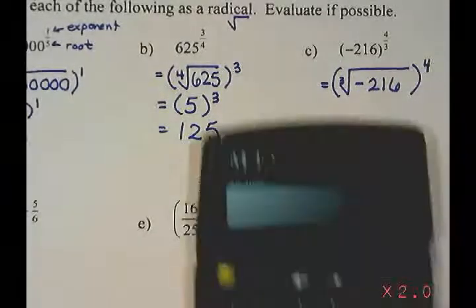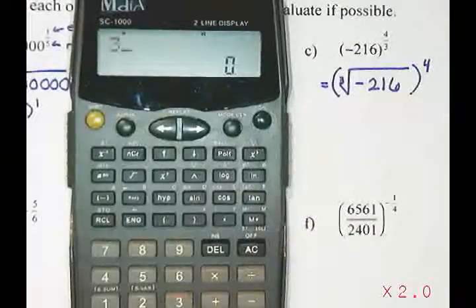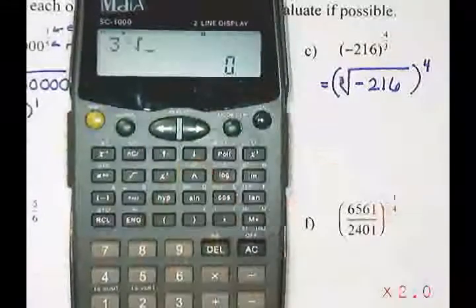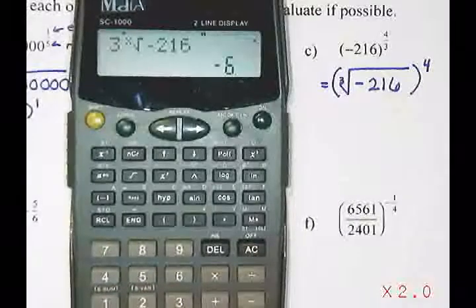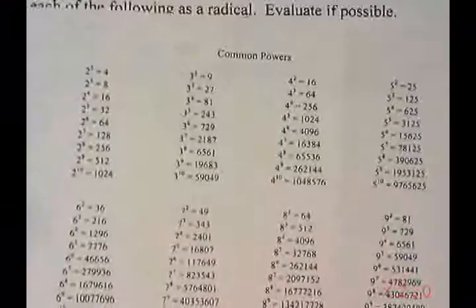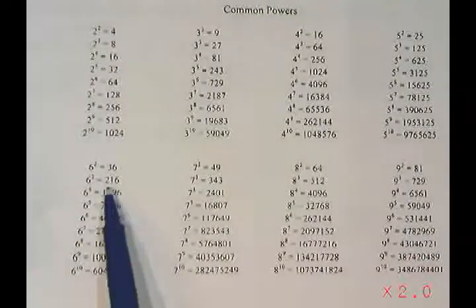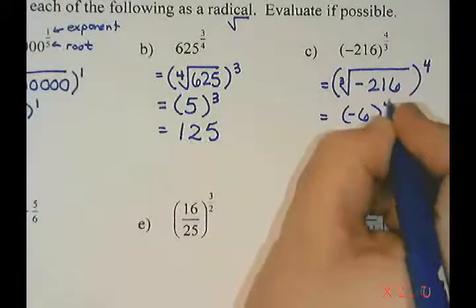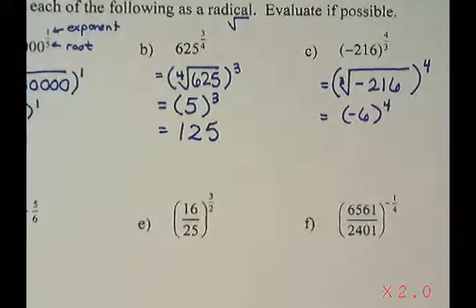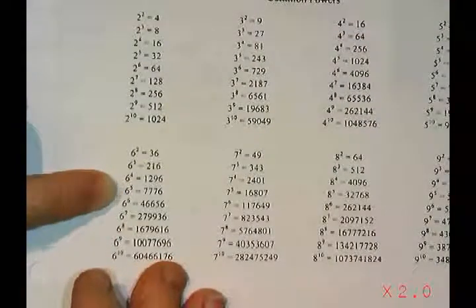I'm going to try it on my calculator, and then we will take a look at how to do it on the sheet. If I do the 3rd root of negative 216, you'll notice I get an answer of negative 6. I can also look at the sheet for a power of 3 that gives me 216, and you'll notice that 6 to the 3 is 216. So this is going to be negative 6 to the power of 4, and I could use my calculator, but I'd rather use the sheet. 6 to the power of 4 is 1,296.